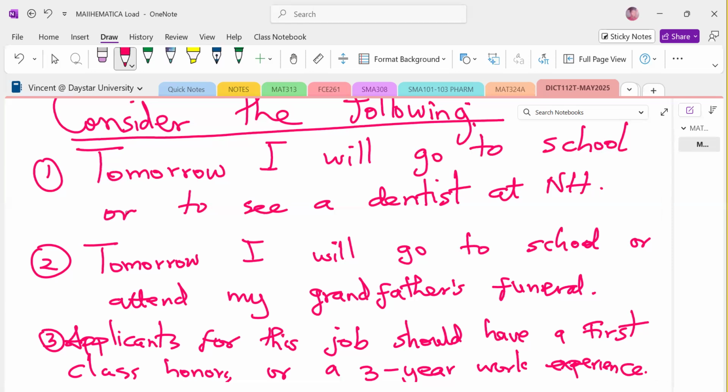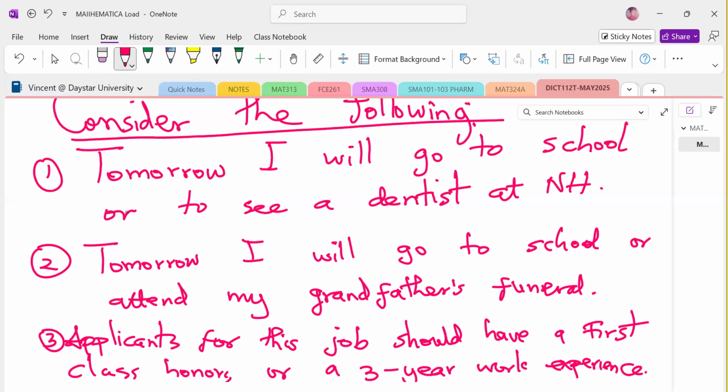They don't mean the same. 1 and 2 do not allow two activities to happen simultaneously. But in 3, two activities can happen simultaneously and there will be no problem. So the term "or" has two dimensions.